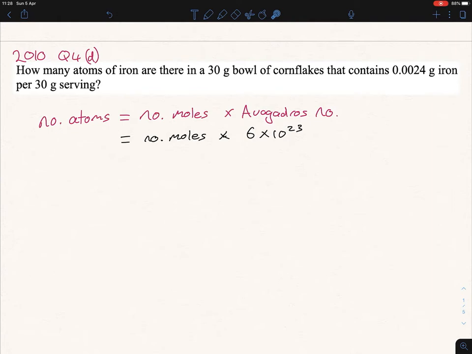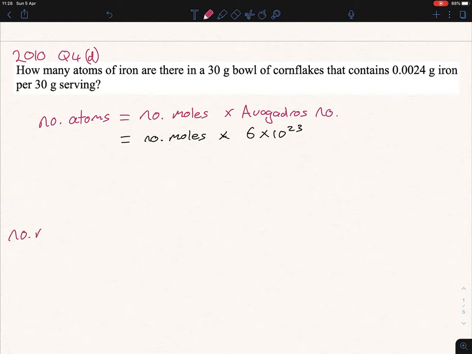We're told that we're given 30 grams of cornflakes and 0.0024 grams of iron per serving. That sounds trickier than it is. Basically, we're asked to find out how many moles of iron are present. We're looking for the number of atoms of iron, so we have to find the number of moles of iron.